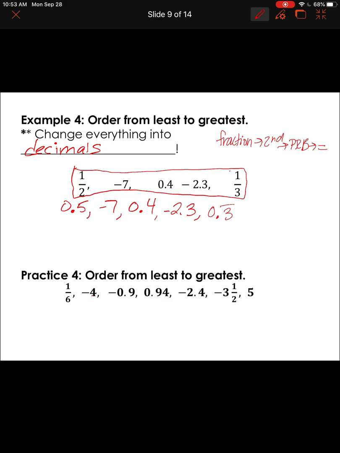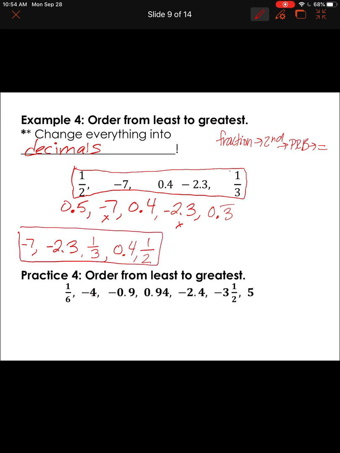So let's start out with our smallest. So our smallest number is going to be our biggest negative. So -7. Then we're going to do -2.3. Then it looks like we have 1/3. We have 0.4. And then we have 1/2. Okay, so notice I used the fractions in your final answer. I did not use 0.5 or 0.3 repeating.